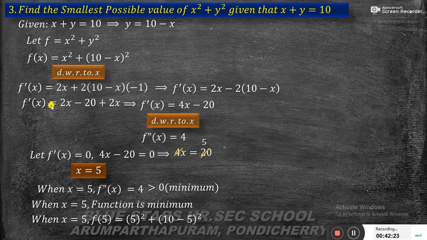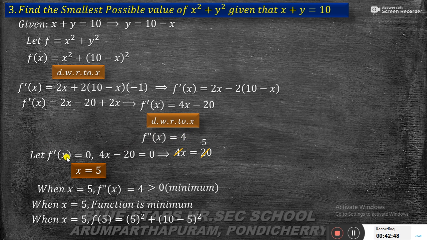Therefore f dash of x equal to 2x minus, I multiply the minus 2 in the factor, so minus 20 plus 2x. Therefore f dash of x equal to, I add the x terms, so 4x minus 20. Again I differentiate with respect to x. f double dash of x equal to 4 into the differentiation of x, which is 1. So therefore f double dash of x equal to 4.